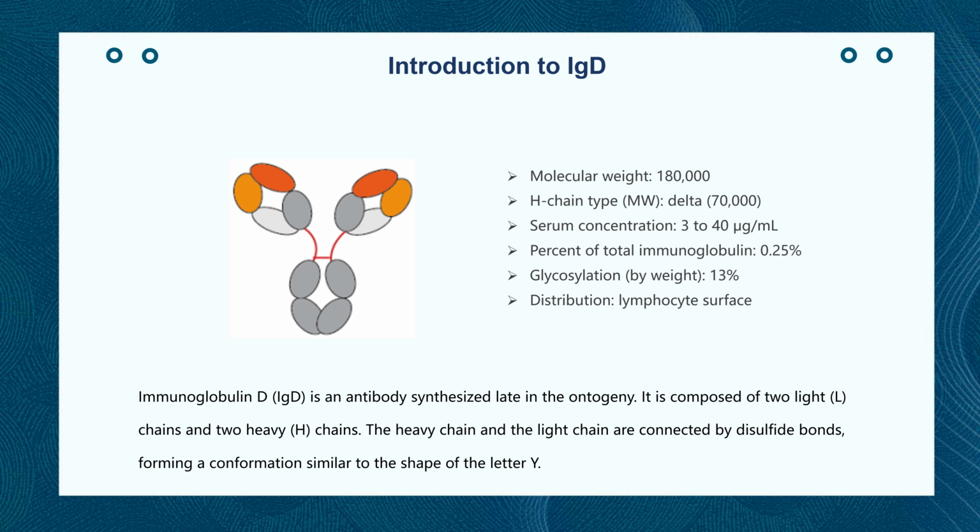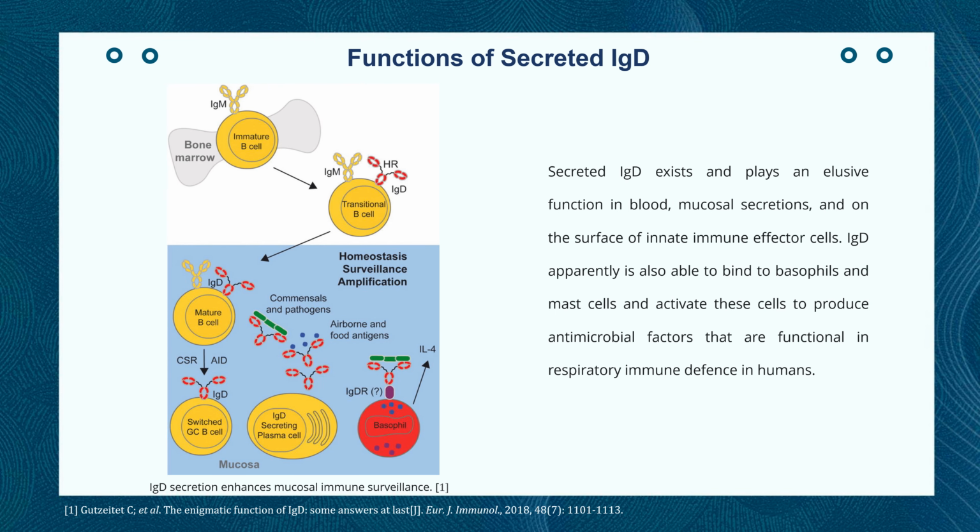There are 2 types of IgD: serotype IgD, also known as S-IgD, and membrane-bound IgD, known as M-IgD. It is now believed that S-IgD can recognize soluble antigens to promote a protective humoral response, and M-IgD constitutes B-cell receptor, which is a sign of B-cell development, differentiation, and maturity. Secreted IgD exists and plays an elusive function in blood, mucosal secretions, and on the surface of innate immune effector cells. IgD apparently is also able to bind to basophils and mast cells and activate these cells to produce antimicrobial factors that are functional in respiratory immune defense in humans.